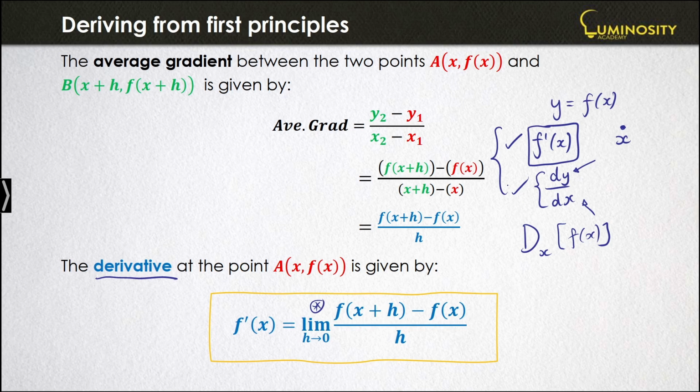So that is what the derivative is. The first derivative, f prime x, is defined as the limit as h goes towards 0, or h tends to 0, of this entire expression. Algebraically, once we know a function, we will work out this entire average gradient expression, and then at the end, evaluate the limit, as we've seen. So that is deriving from first principles.